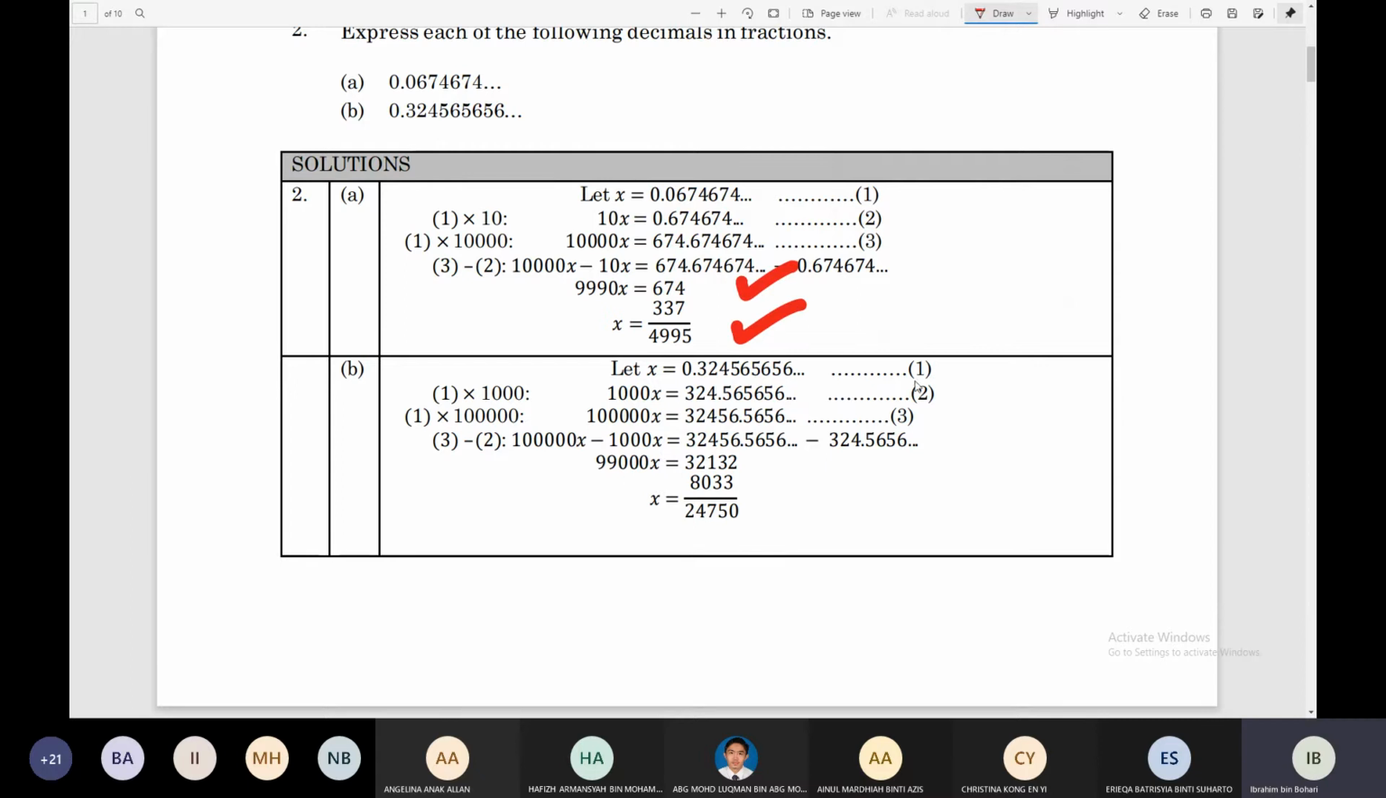And then question B, the second equation is 1000x, the third equation is 100,000x, and last find the value of x. Okay, easy. There is no need to copy this. You just snap a photo, the solution is enough.